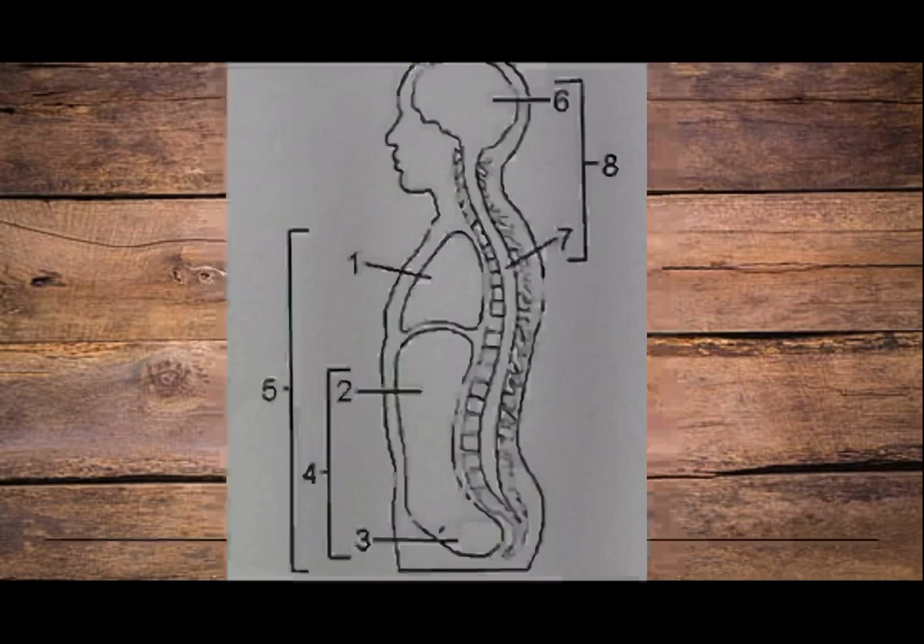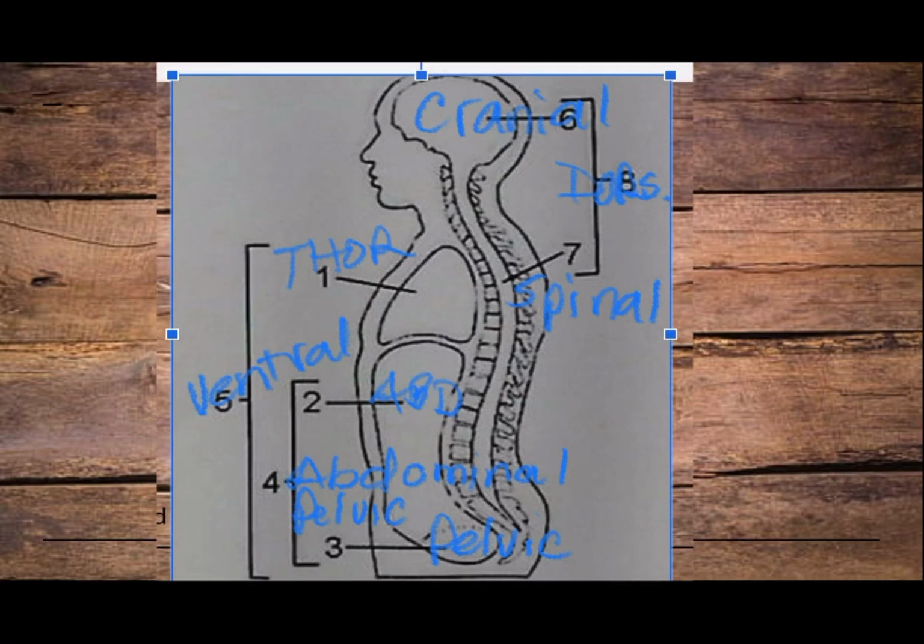Here's one showing the body cavities, which you also had on your activity on your last Google Slides. So just a review of what those are called. You have the spinal cavity, cranial cavity, thoracic, abdominal, and right below it, the pelvic. Together they make up the abdominopelvic cavity. All of those on the tummy side are called the ventral body cavities.